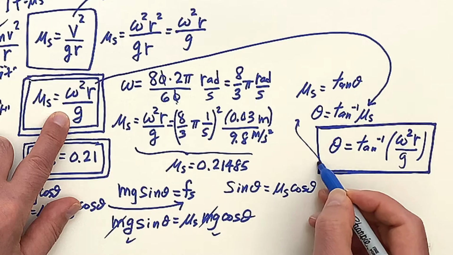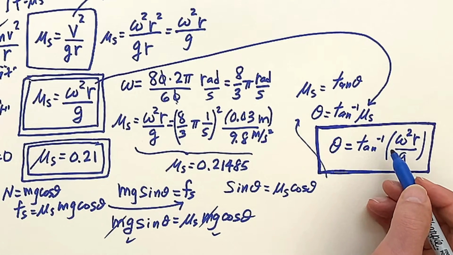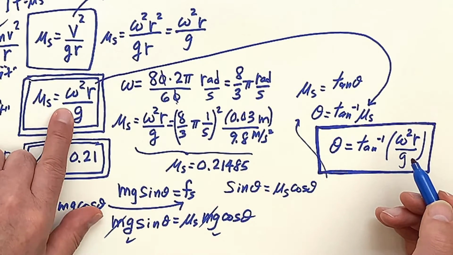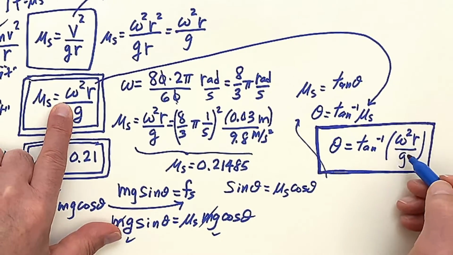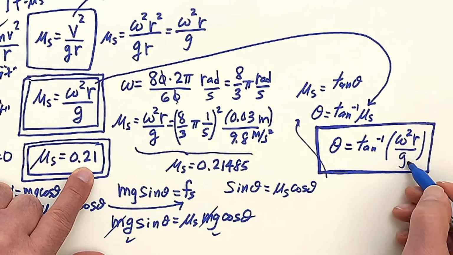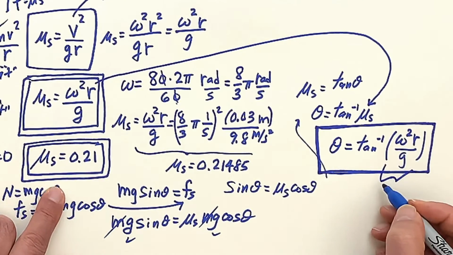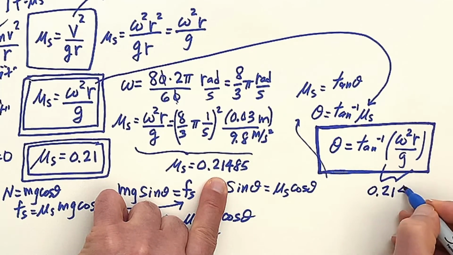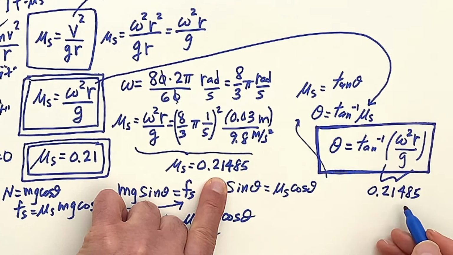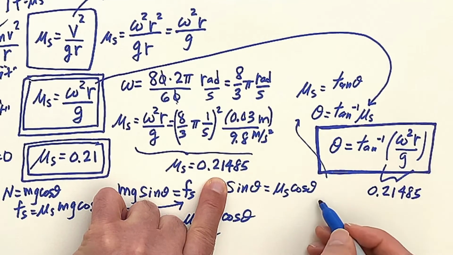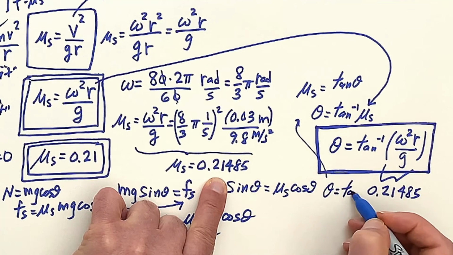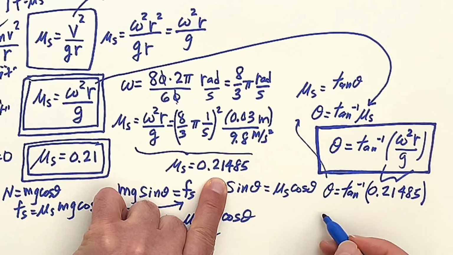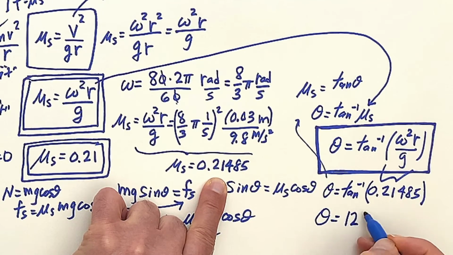So this is the nice formula for the second part of the problem. And now we're ready to plug in the numbers to see what the angle is going to be. But we already did figure out what this whole thing in here is, before we round it off: 0.21485. So really we just take the arctangent of that and then we're finished. So theta is the arctangent of this thing here. With the calculator, that gets us theta is 12 degrees.